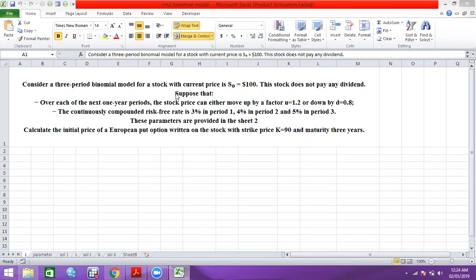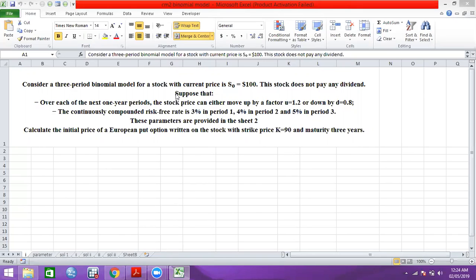Good evening, guys. Today's Excel session is on calculating call option and put option pricing using the binomial model. So we'll be covering both kinds of options today. We'll be covering European options and American options as well. So let's see an example first.